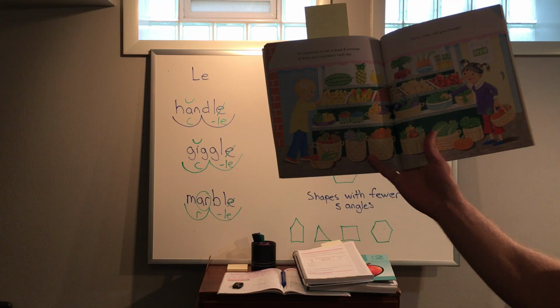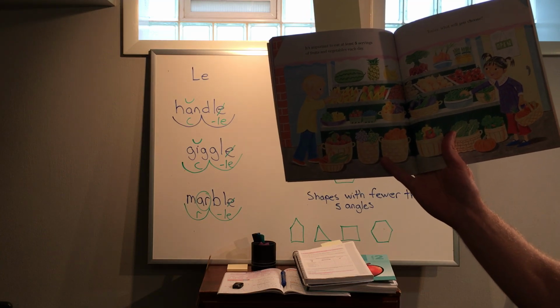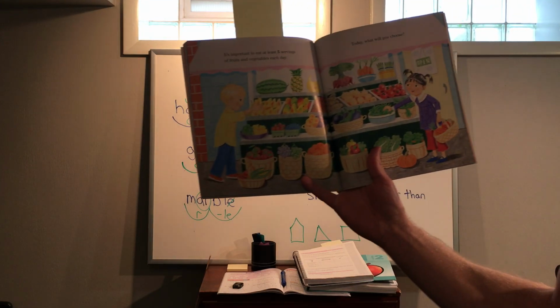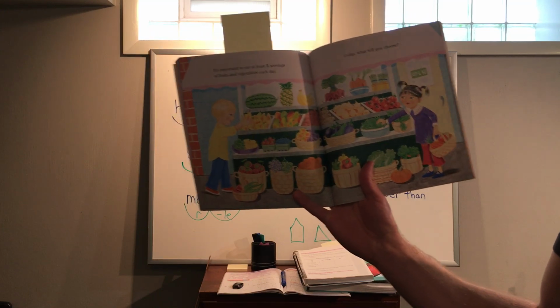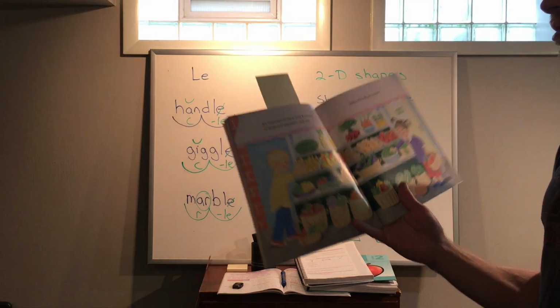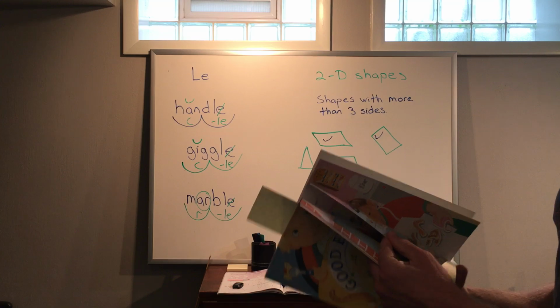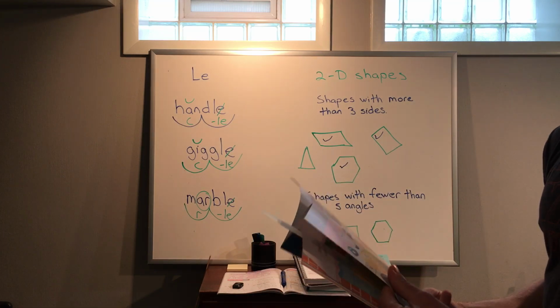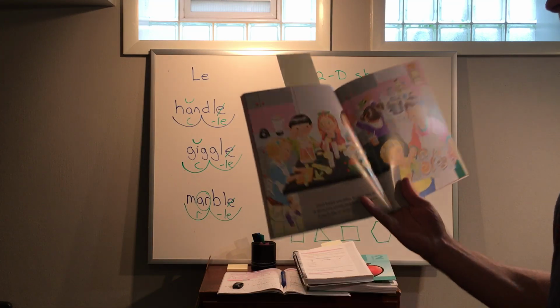It's important to eat at least 5 servings of fruit and vegetables each day. So today, what will you choose? I actually love spinach. So I eat spinach like every day. I used to hate it, especially when I was your age, but now I think it's like the best.